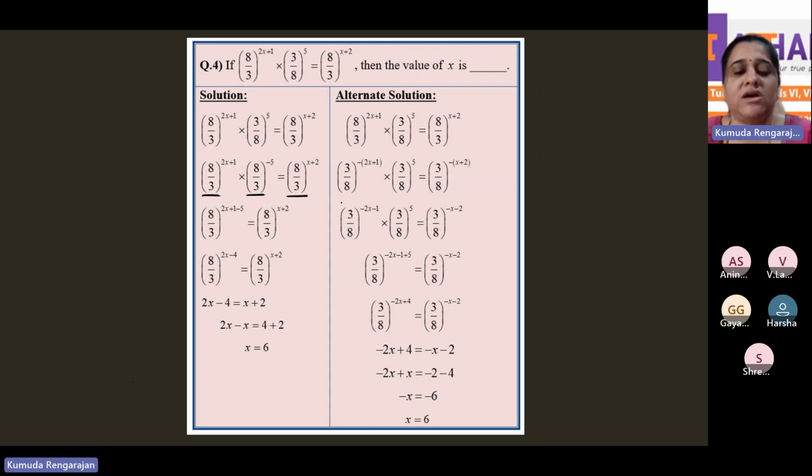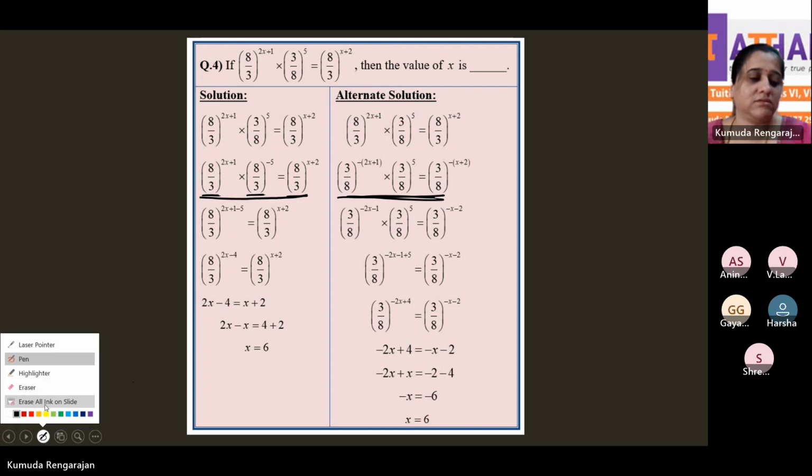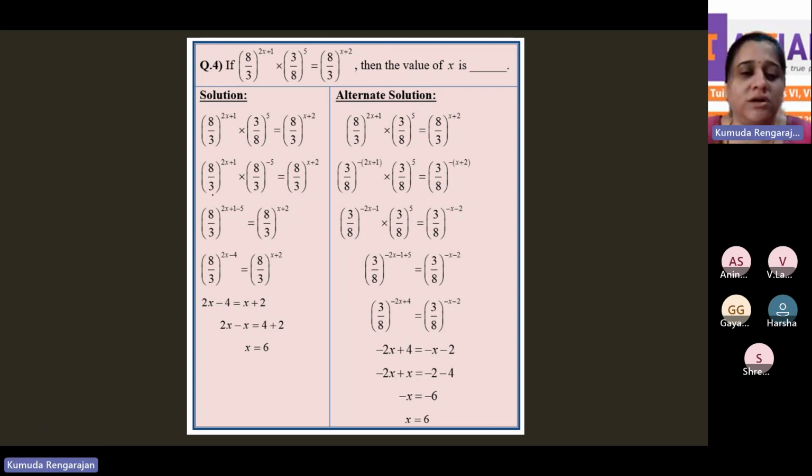In the second approach, I have the base as 3 by 8 everywhere. In the first approach, the common base is 8 by 3. In the second approach, the common base is 3 by 8. If it is 3 by 8, retain it like that. If it's 8 by 3, make it 3 by 8. So in short, in the first approach, everywhere the base is 8 by 3. In the second approach, everywhere the base is 3 by 8. Accordingly, you need to make the changes.